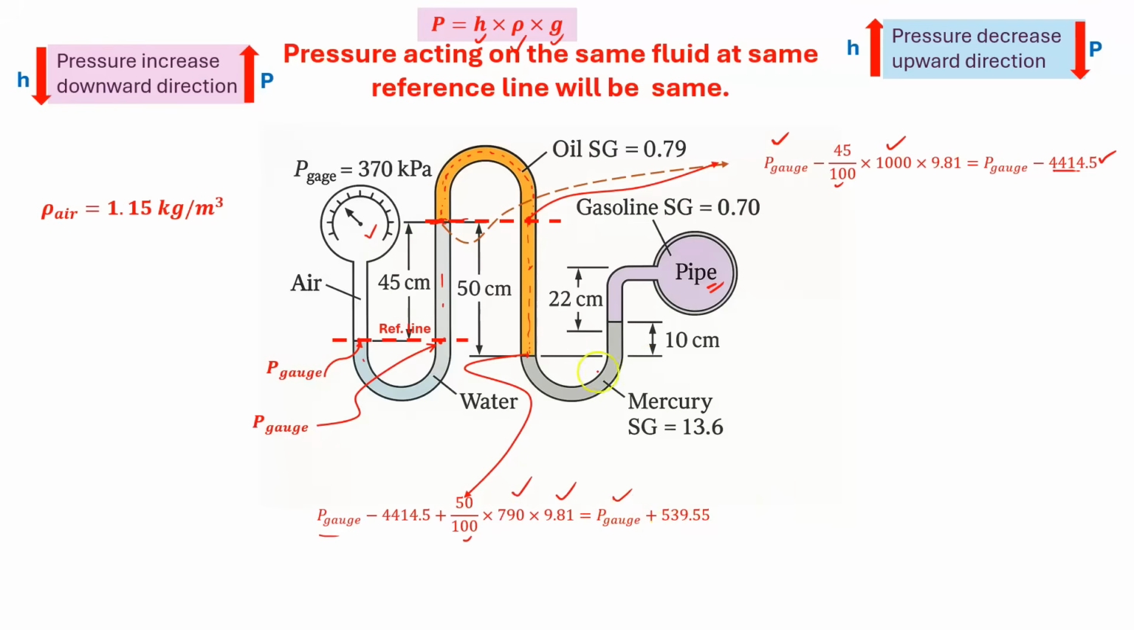539.55. Now from here again if I draw the reference line, you can see at the bottom of the manometer the same fluid is there, so whatever pressure is here, the same pressure will be here. So here the pressure will be P gauge plus 539.55. Now if I move from here to here, obviously we are going upward, so the pressure will decrease. We can calculate it that way.